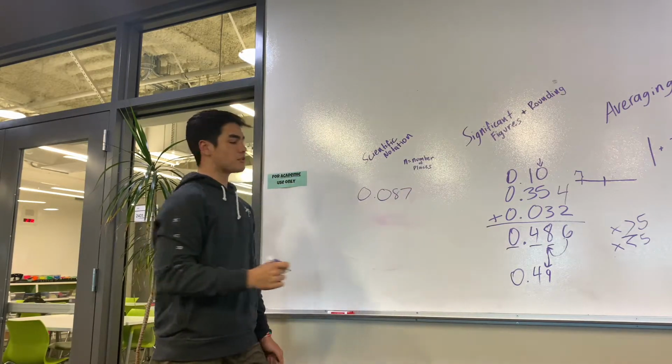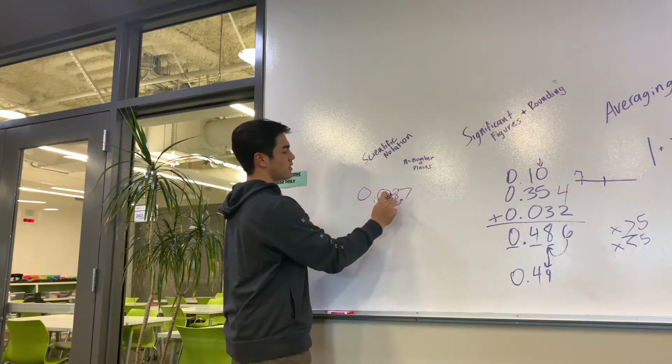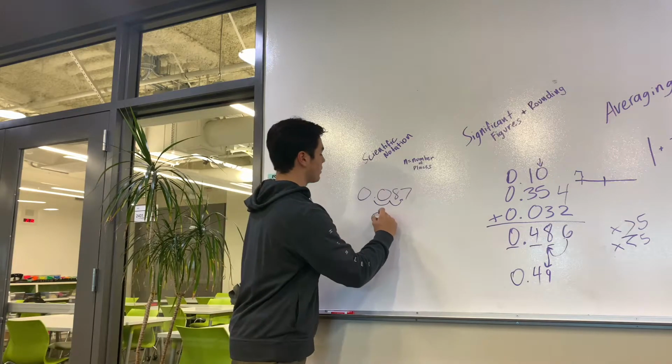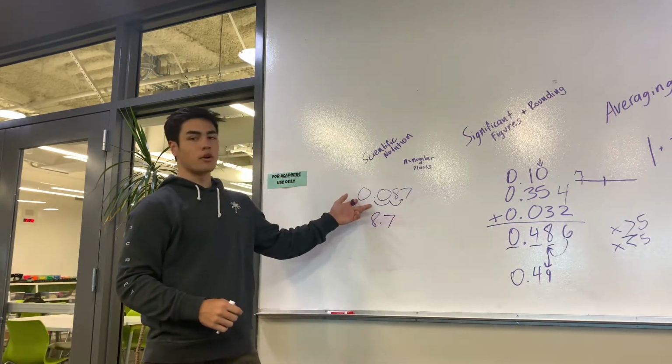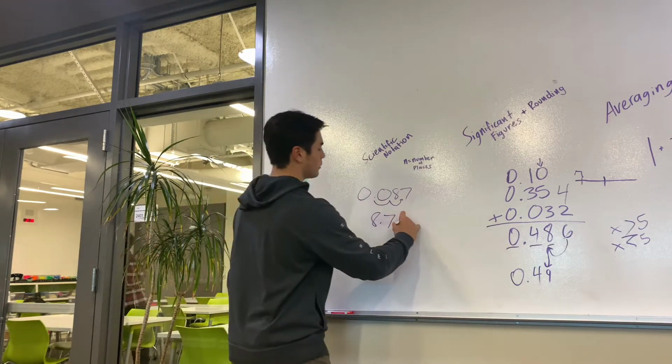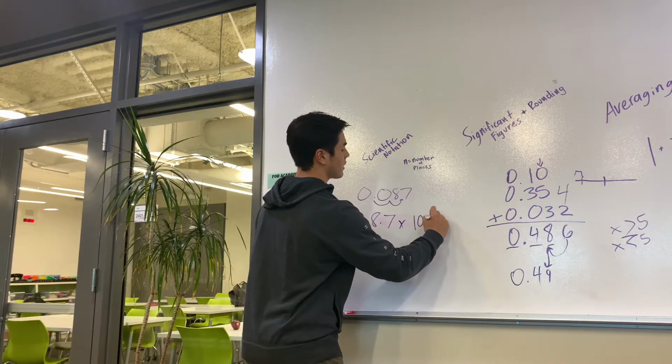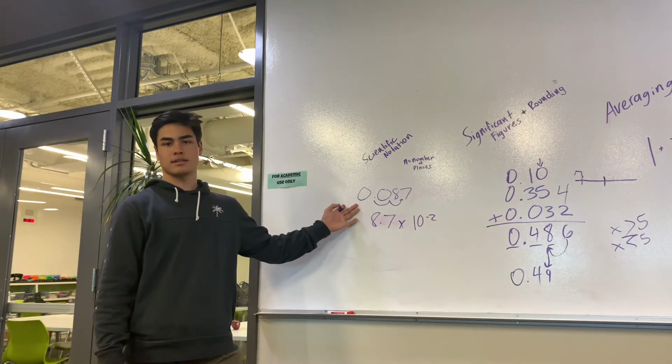So if you have a number that's too small, you're going to move it over until you get to the ones place, 1 in front. This will give you 8.7. Since you moved it over, n equals 2 times, you're going to multiply that by 10 to the negative second. And that way you'll have your final scientific notation.